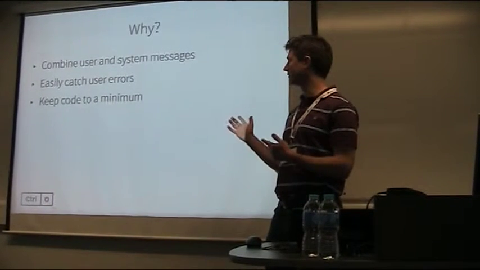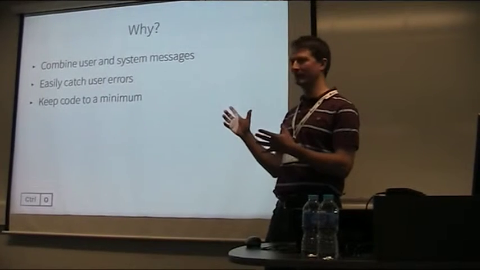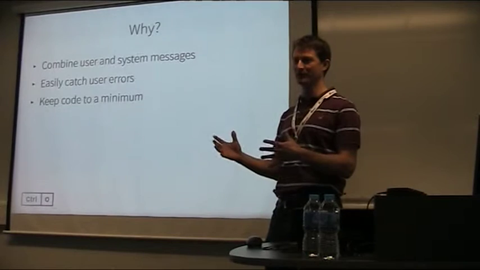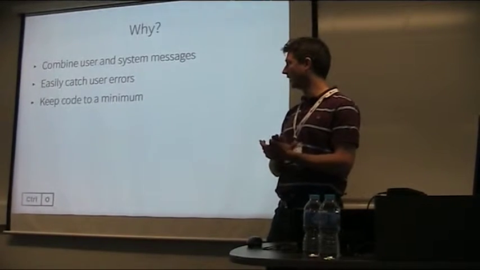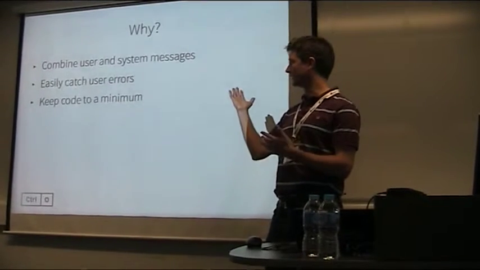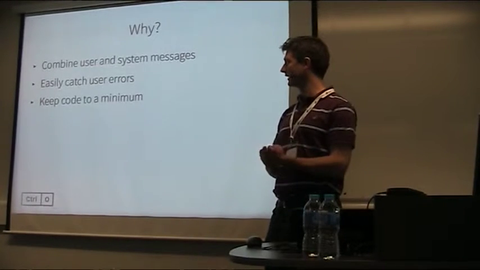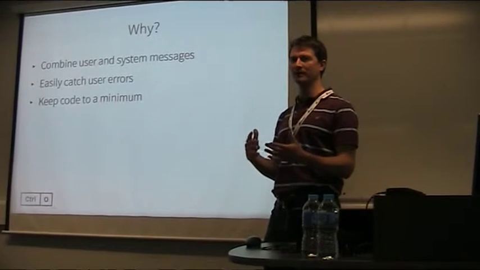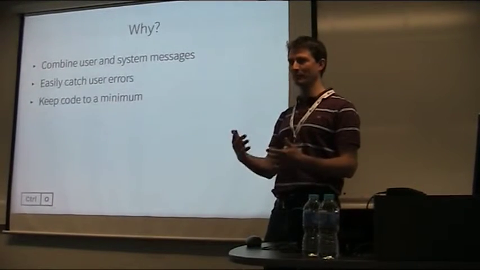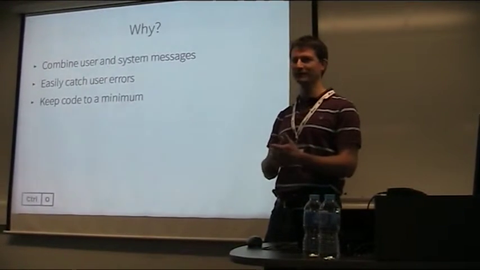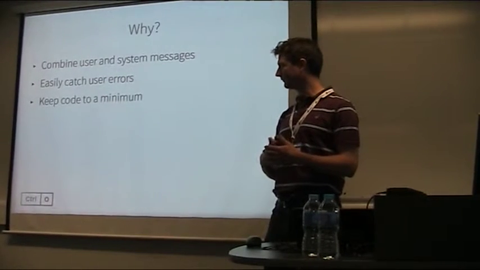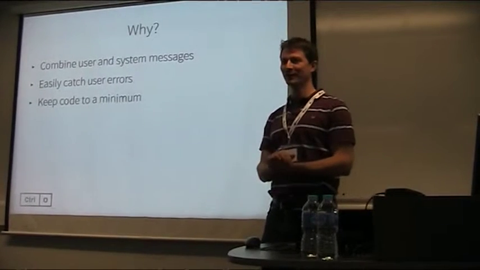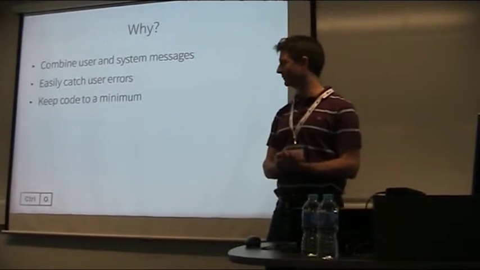So like I say, I'm going to talk about how we combine those messages. Obviously, most of the time you're going to want messages to be either for a user or for the system, but you maybe want to manage them together. As the title says, why we want to do this is because it can be quite cumbersome otherwise. I wanted a way of easily catching user errors and reporting those to the user without lots of complicated if-else type statements. And as we all do, I wanted to keep the code to an absolute minimum, because none of us like writing repetitive code.